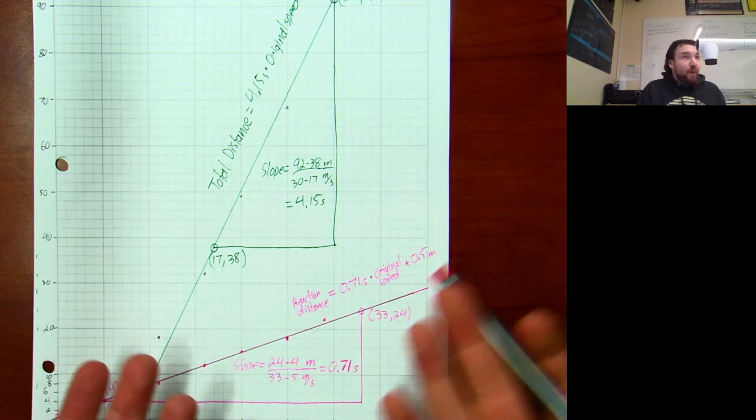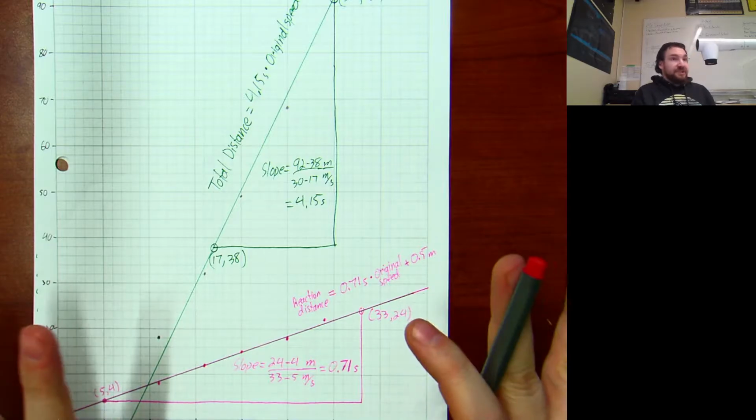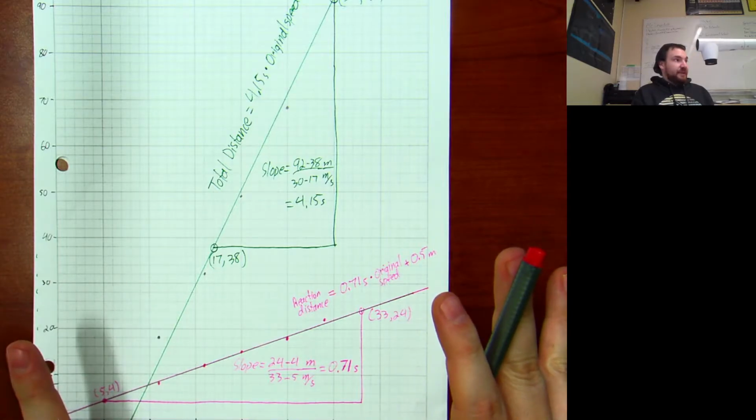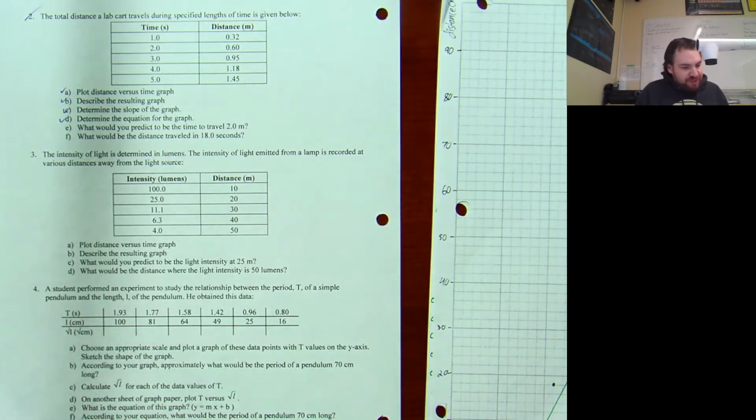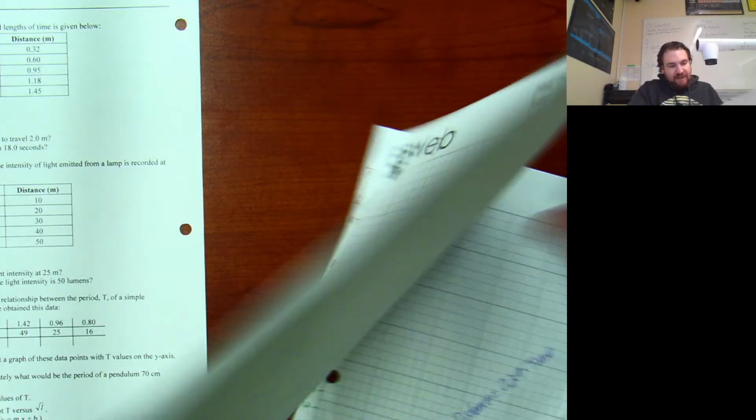So that was graph 1. Cool. Comments, questions, concerns, anything? Once, twice, 3 times, sold, flip the page. Question 2 says the total distance a lab cart travels during specific lengths of time is given below. So this is a lot easier. We've got one data set, we've got a lab cart, we've got some time, we've got some distance. I want to plot the distance versus time graph.